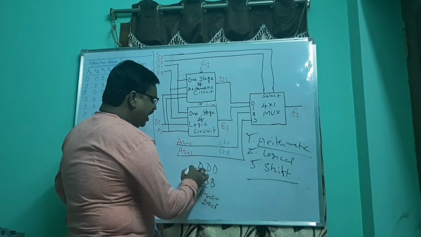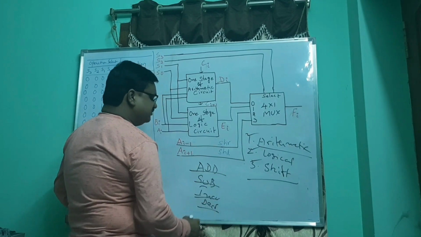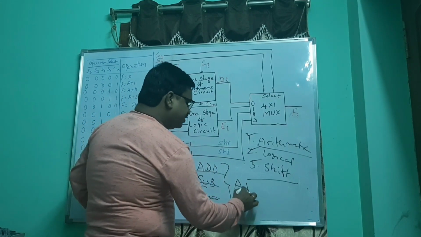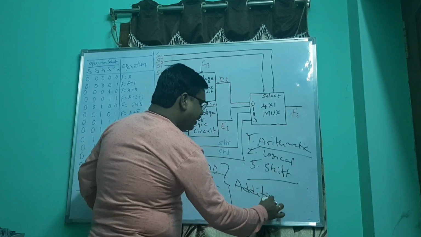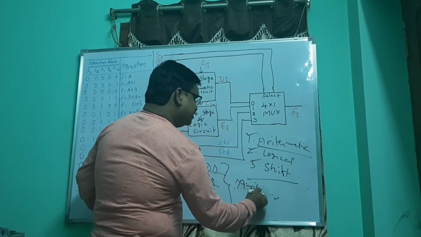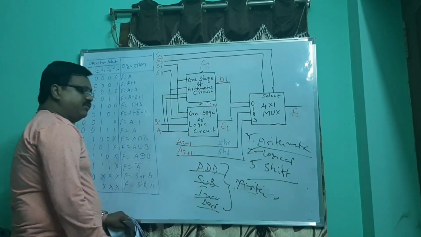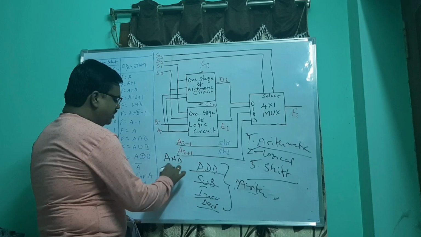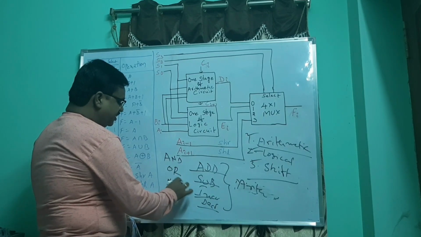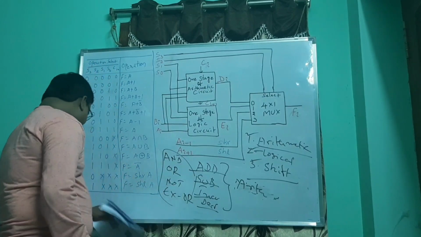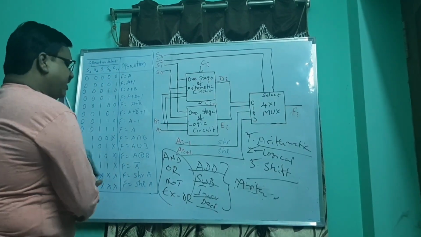and each operation was discussed in a separate hardware part, but together we discussed one circuit for all arithmetic operations. In the same way, when we discussed the logical operations also, there we discussed AND operation, OR operation, NOT operation, and exclusive OR operation. For all these 4 operations together, we have discussed one hardware part.